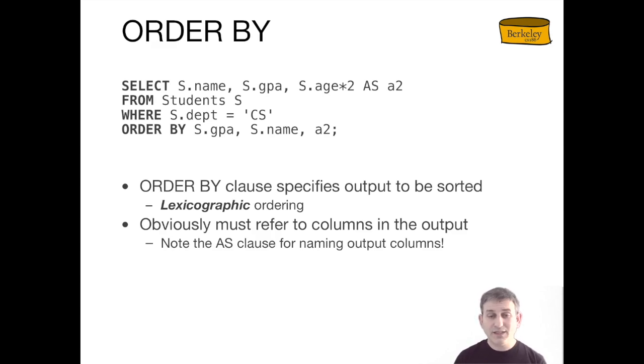Obviously, the order by clause has to refer to columns in the output because that's what we're sorting. And in this case, note that the AS clause allows us to order by arithmetic expressions in the select list. So they don't just have to be columns that we're ordering by from the data. They could be columns that we're computing as part of the query. We can order by those in the output as well.